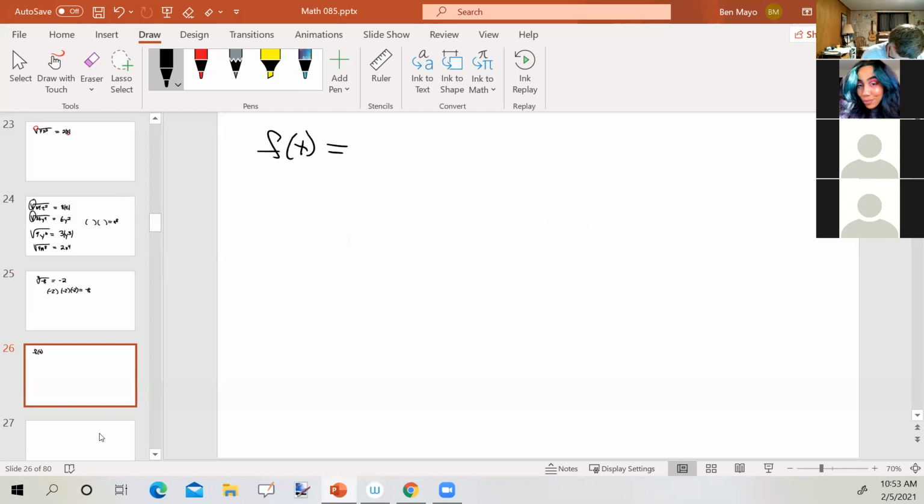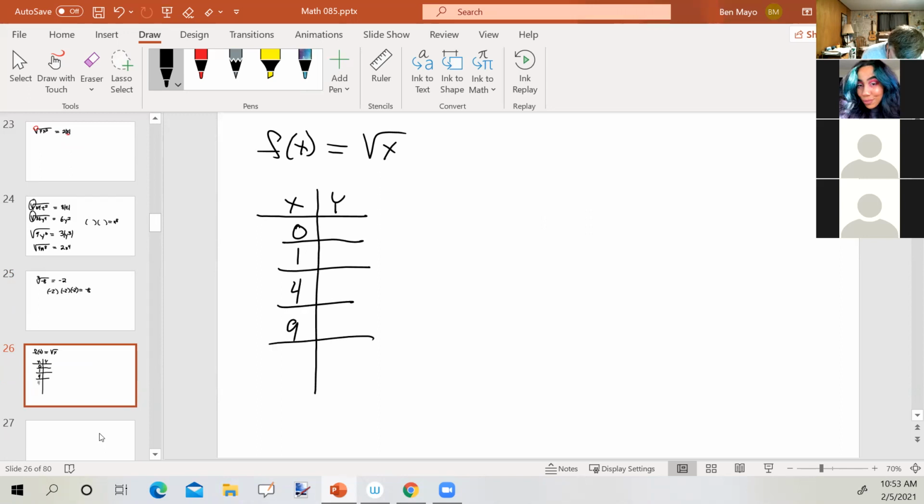Take a look at this problem. F of x equals the square root of x. We've got a table here that's got 0 and 1 and 4 and 9 and 16. Those x values aren't just random. Why do you think those specific x values were chosen for this problem? I didn't make them up. I got them out of the book. Why? What's special about them? They're even and odd, maybe.